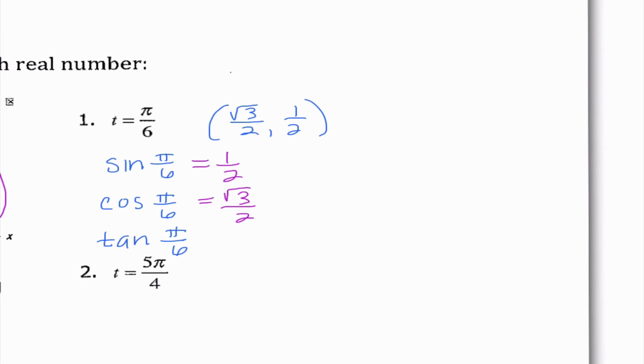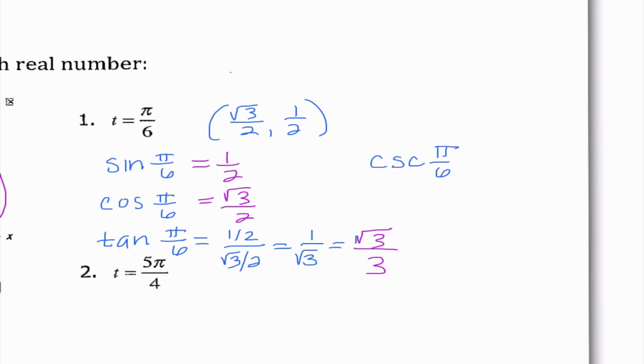So let's just think about this for a moment. If I did 1/2 divided by radical 3 over 2, I would end up with 1 over radical 3, which we know is radical 3 over 3, because we need to rationalize that. We also could have gotten that if you just went ahead and multiplied by the reciprocal. We would get this regardless, but I know that we need to rationalize. Okay, so now working backwards here. Cosecant, we know, is the reciprocal of sine. Cosecant would be the reciprocal of 1/2, which would be 2.